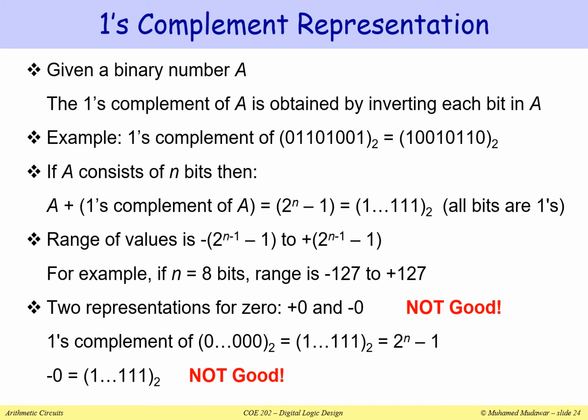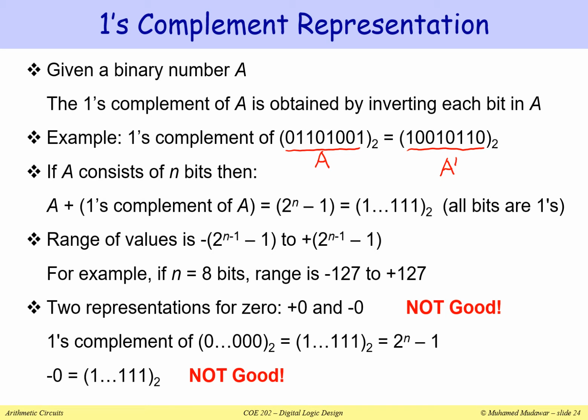Next, I need to talk about the ones complement representation. Given a number A, given in binary, the ones complement is obtained by inverting each bit of A. So for example, if this is A, then this will be the ones complement of A. I'm just going to write here A prime. And A prime is obtained by complementing each bit of A. That's the idea of the ones complement. It's a very simple idea.